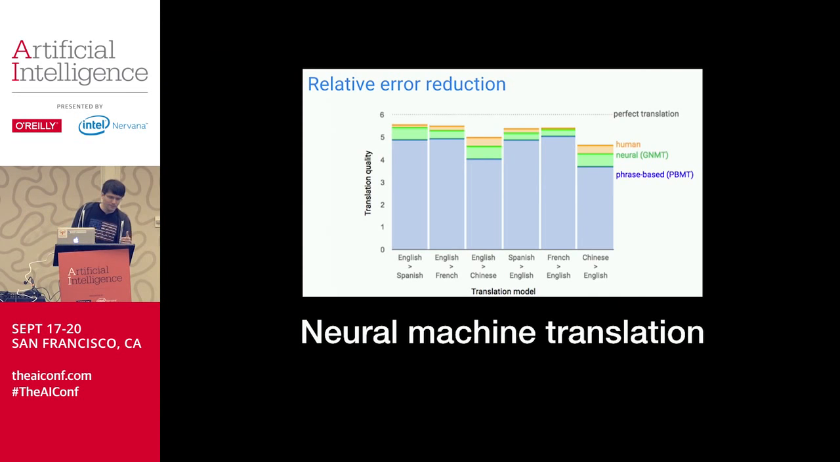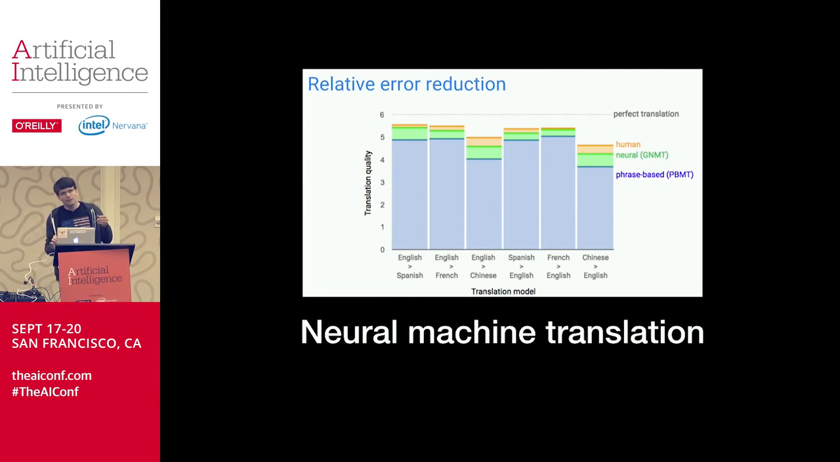Basically, we got halfway to human quality. What we do is we ask people to rate translations 0 to 6. If you give one of these raters a professionally done human translation, they will generally say it's a 5. It's a tough audience to please.